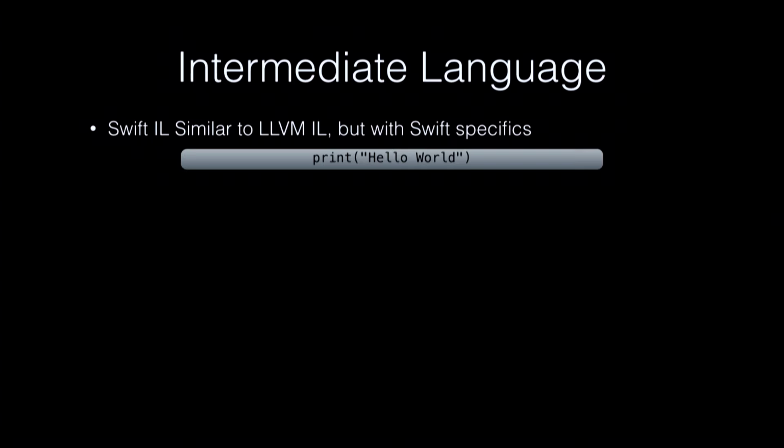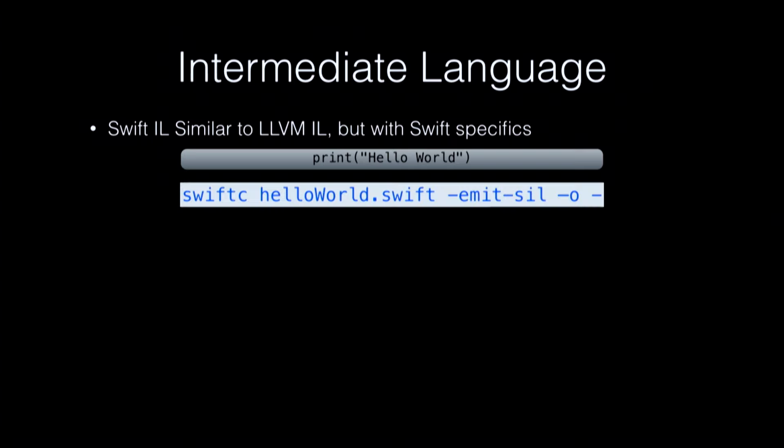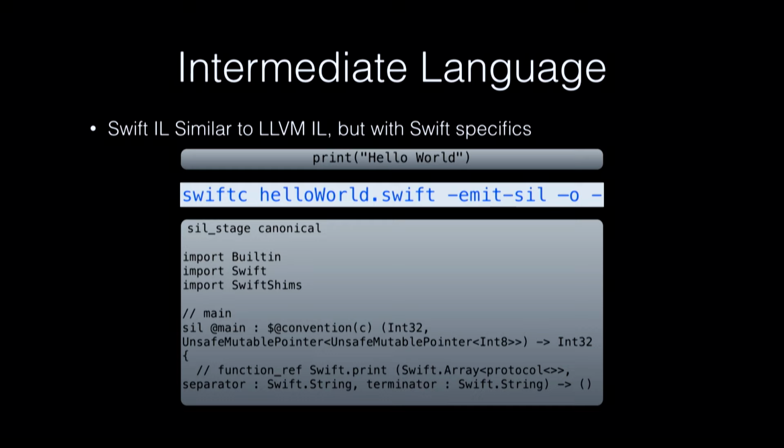So if we've got print hello world and we want to see what the SIL is like, we can pass it with emit SIL. And emit SIL then generates out the Swift intermediate language that looks something a little bit like this. We've got here at the bottom SIL at main, so we're defining a main function. The at convention C says it's going to be a C function, so we'll use C function semantics for being able to call it and reference it. If you don't put the convention C on the front, then it will assume it's a Swift convention by default.